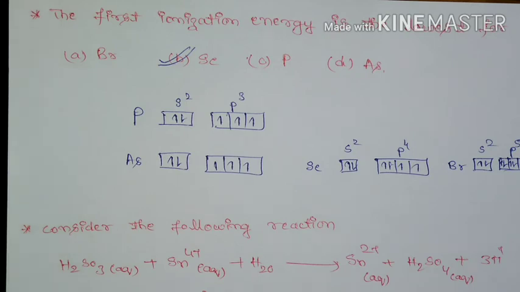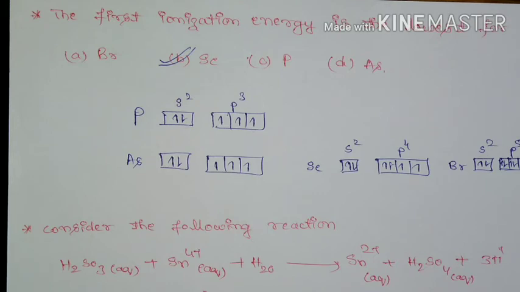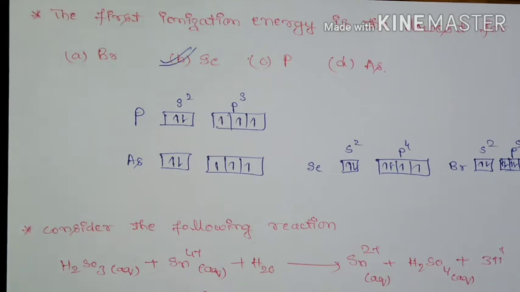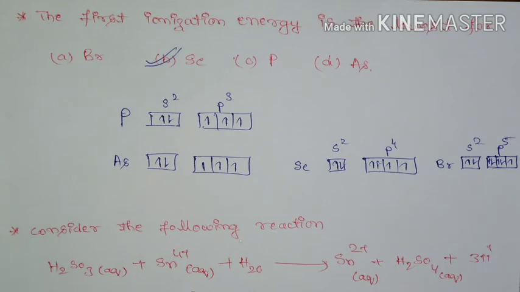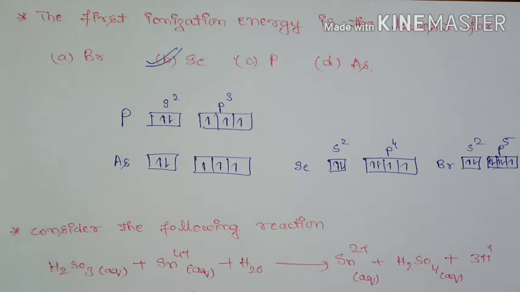Next question, the first ionization energy is the lowest for selenium. So here we need to find which has the lowest first ionization energy. Phosphorus and arsenic come under the same group, and both have completely filled s orbital and half filled p3 orbital. And if you come to selenium, here it is having p4 electrons, so if we remove one electron, then it is going to attain completely filled s orbital and half filled p orbital. So selenium is going to have the lowest first ionization energy.